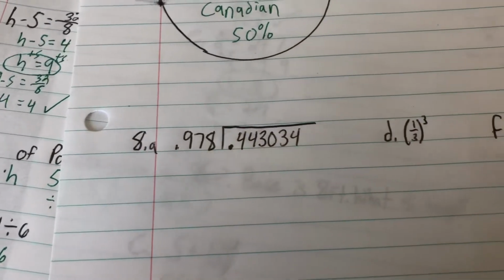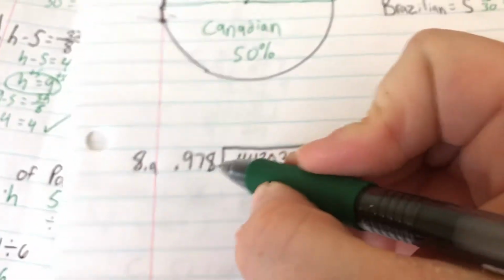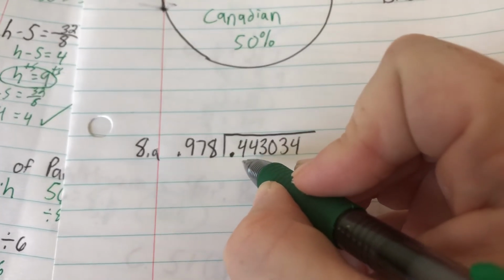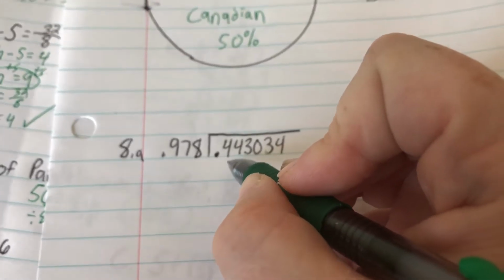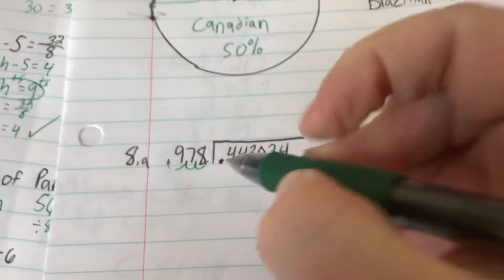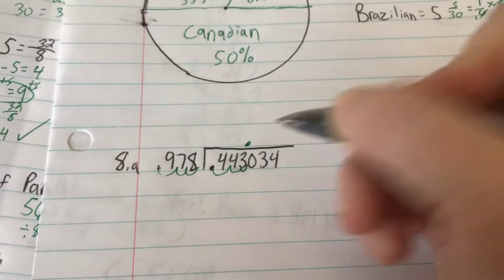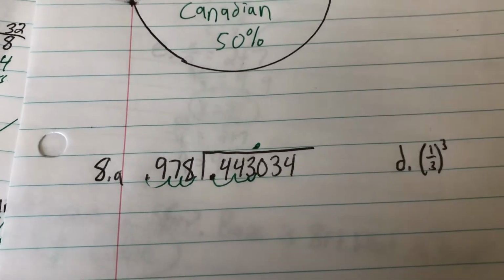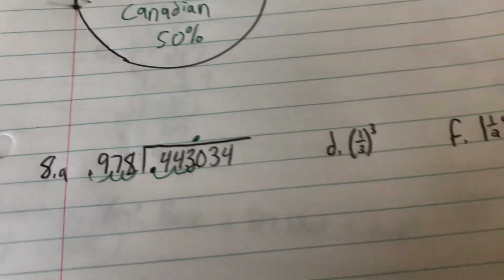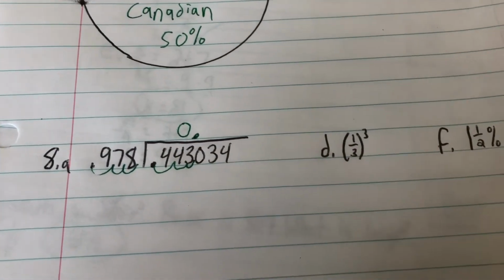Okay, number 8, we have a long division problem, which I know you guys hate, but we need to get more practice on these. So we have 0.978 into 443,034. If I move my decimal here, 1, 2, 3, I need to move it over here, 1, 2, 3. So my decimal now goes right there. Okay, I have 978 into 443. I can't do that. That is 0 point something. It can go into 4,430 though.